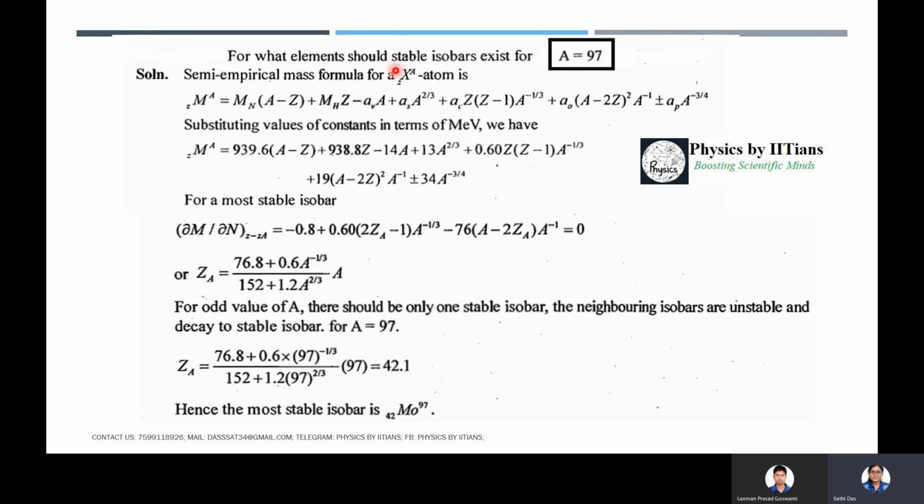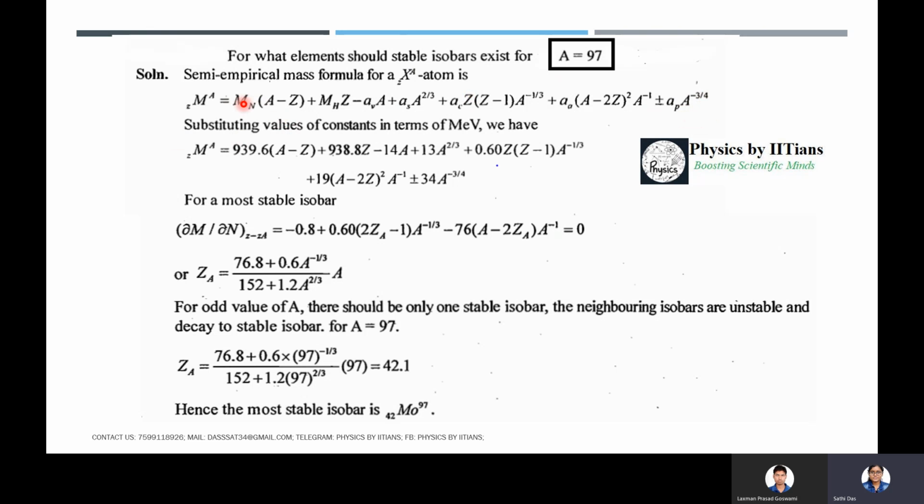Whenever you face such kind of questions about the stable isobar, you should apply the semi-empirical mass formula, that is ZMA, and it can be written as ZMA equals Mn into (A minus Z) plus Mh into Z minus Av into A plus As A to the power 2/3 plus Ac Z squared A to the power minus 1/3 plus Aa (A minus 2Z) whole squared A inverse plus or minus Ap A to the power minus 3/4.